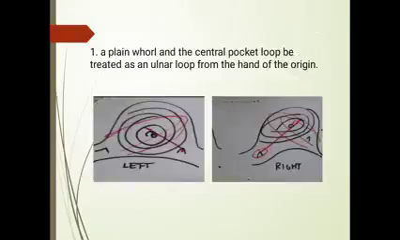A plain whirl and a central pocket loop are treated as an ulnar loop from the hand of origin. So for the left hand, if you are going to have its delta, your delta will be coming from the right. Then locate your core and proceed to ridge counting. But if it is in the right hand, your delta will be on the left. And then proceed to ridge counting after locating the core.